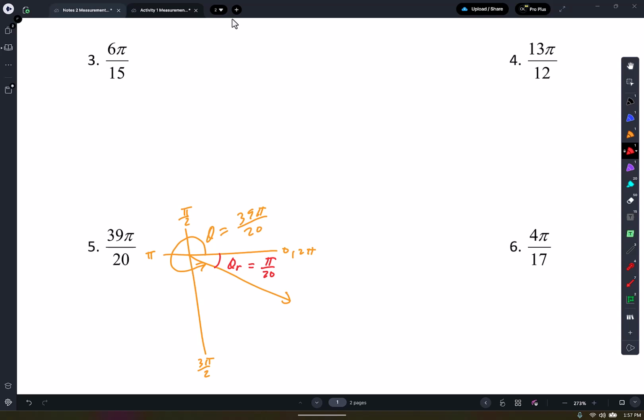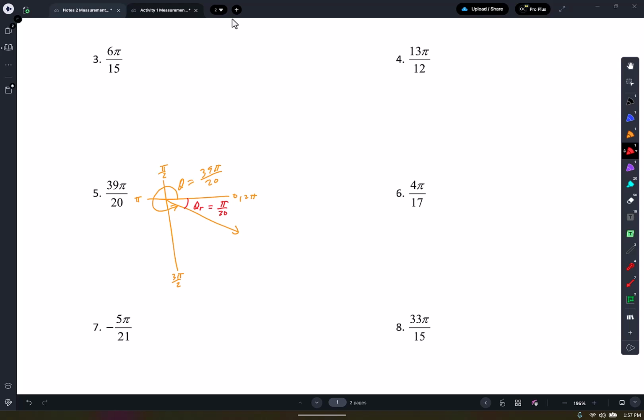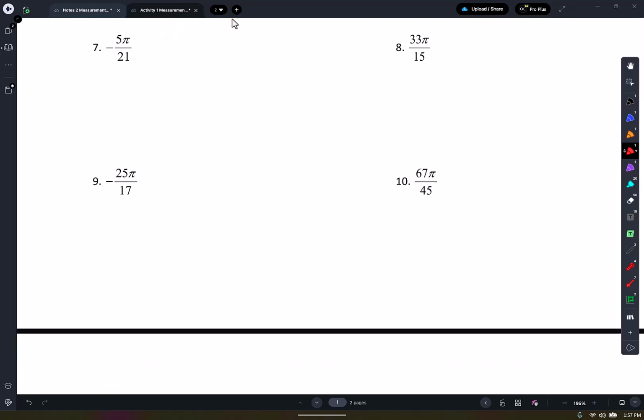And there it is, guys. Let's do one more together as a group, and then we'll set you guys loose. Number 9. Yeah, we can do number 9. You guys ready? All right. Focus on the 25 over 17. Yeah, this one I'm going to do it like this. 0, negative pi over 2, negative pi, negative 3 pi over 2, and negative 2 pi.